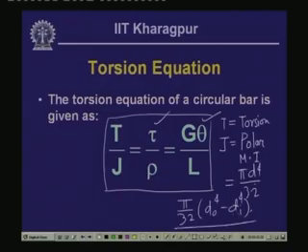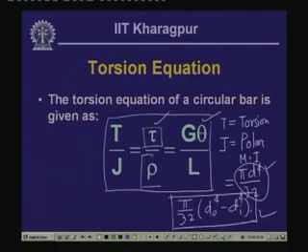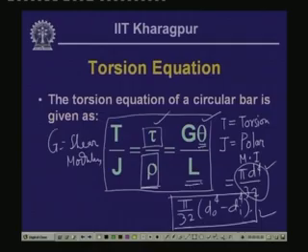So, for a solid section this is the polar moment of inertia, and for a tubular section this is the polar moment of inertia. Tau is the shear stress, rho is the radius at the point where we are trying to define the shear stress, G is called the shear modulus, and theta is the rotation of the bar, and L is the length.